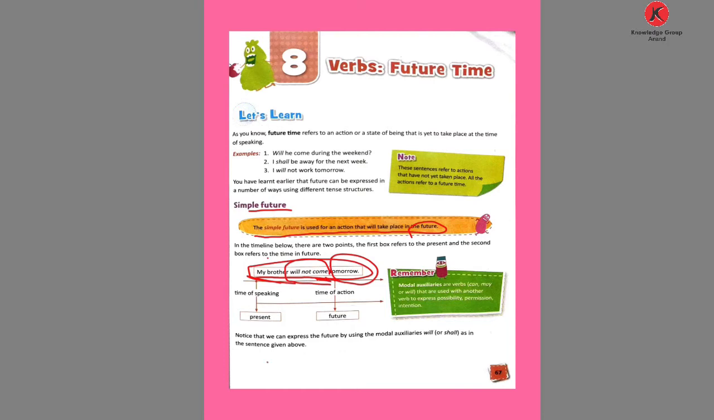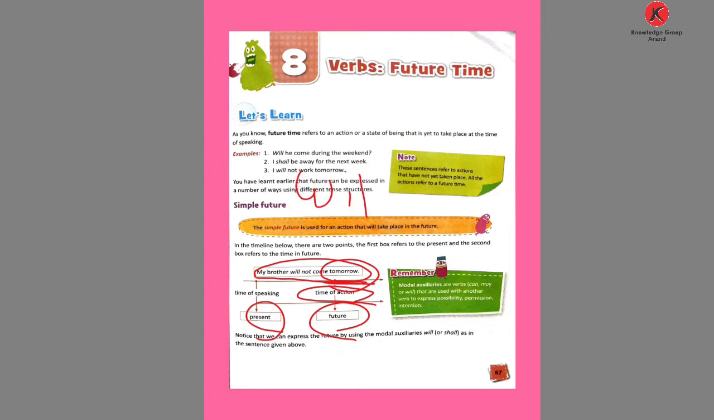So at the time of speaking, present time, the sentence is spoken. My brother will not come tomorrow. And what is the time indication given here? The future time, tomorrow. See, time of action. What? Future indicated. And here two auxiliary verbs are used, which? Will and shall. Will and shall. We can use that.